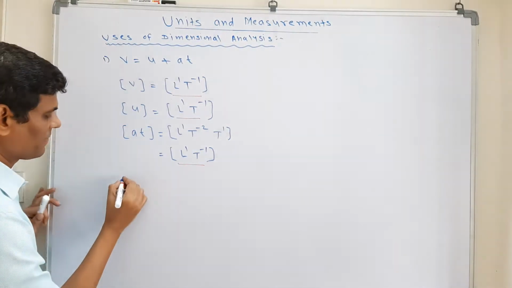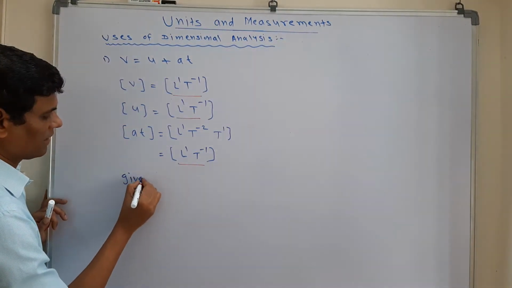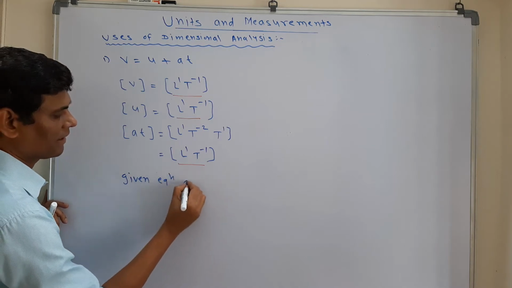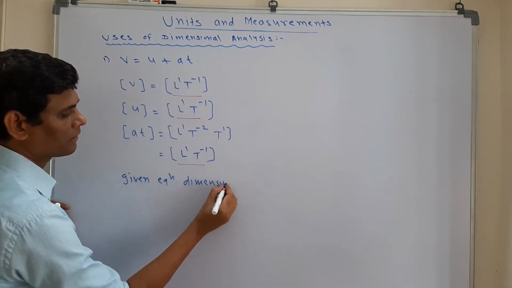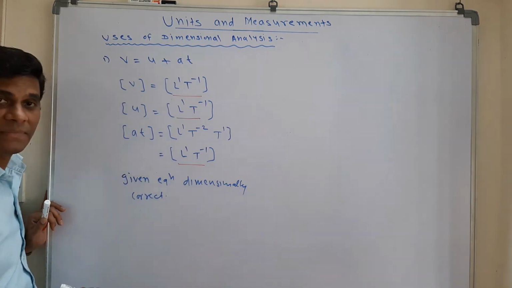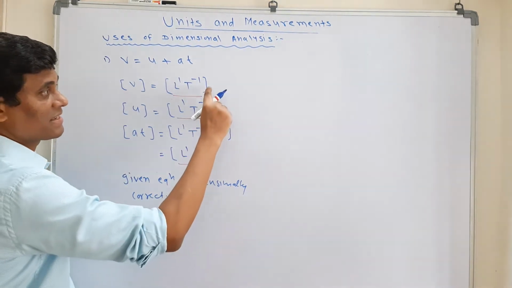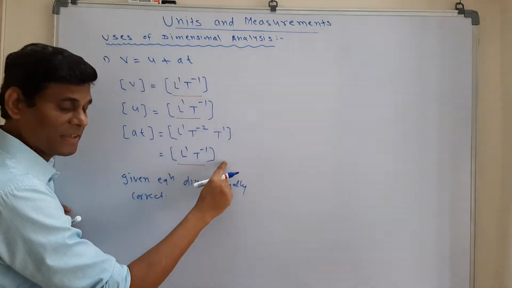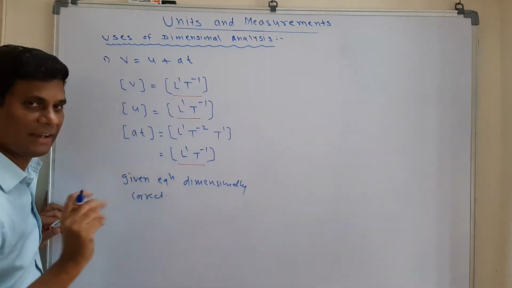So we can say the given equation is dimensionally correct. What is the reason? Since the dimension of all three terms is the same, the given equation is dimensionally correct.